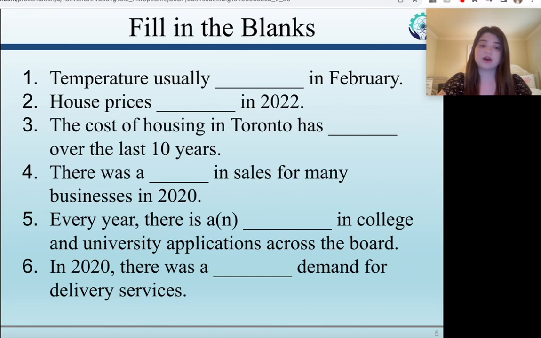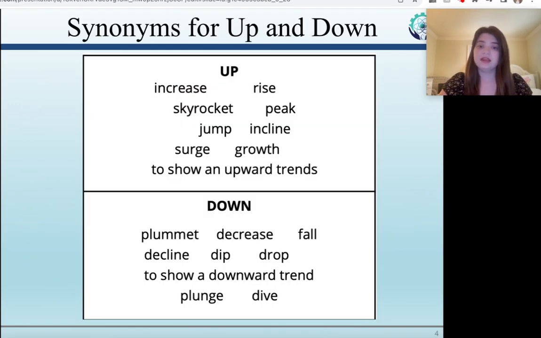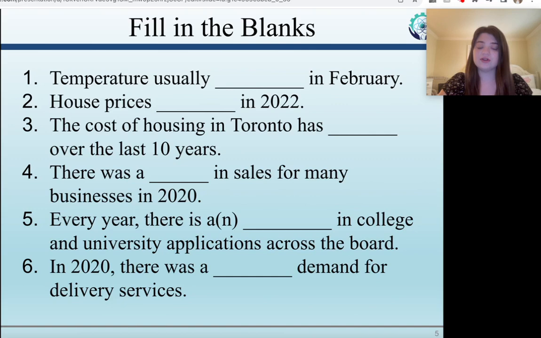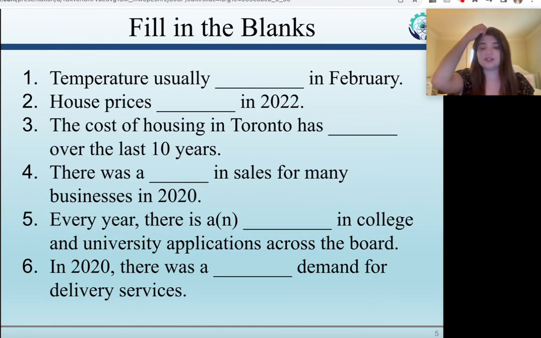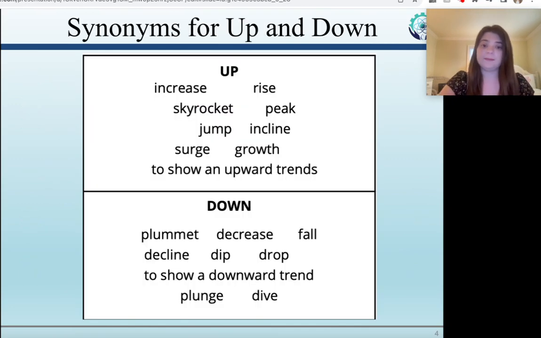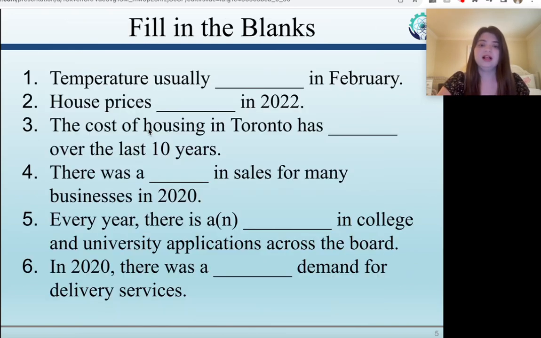The cost of housing in Toronto increased over the last 10 years. The cost of housing in Toronto has risen in the last 10 years, or rose in the last 10 years. Or the cost of housing in Toronto has grown over the last 10 years, right? I know grew isn't one of the words here, but growth is, and grew is similar to growth, right? I also might not use surge or jump for the same reason I probably wouldn't use skyrocket here. I think I would be more likely to just say increased or went up, right?